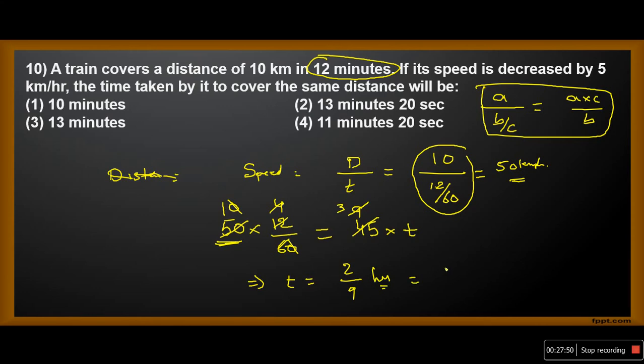Convert that hours into minutes, because the answers are given in minutes. So 2 by 9 into 60 equals 120 by 9. 9 13s are 117, so 13 and 3 by 9 minutes. If you convert 3 by 9 minutes into seconds, you will get 20 seconds. So the answer is 13 minutes 20 seconds. The answer is option 2.